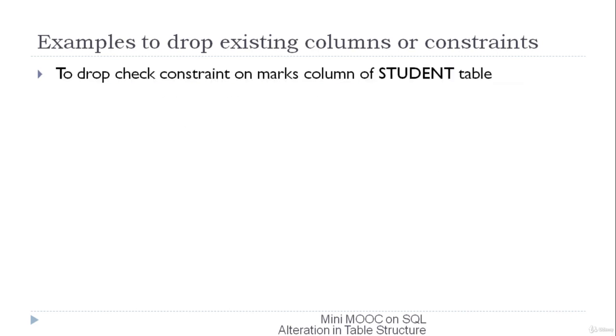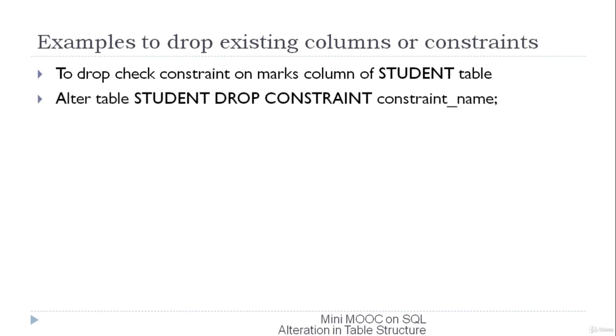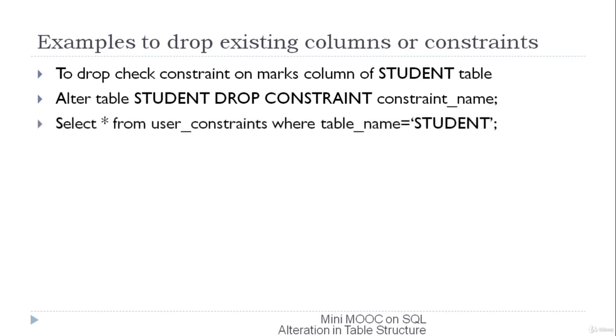To remove check constraint on marks column of student table, we have to specify constraint name in alter table, and its syntax is alter table table name drop constraint constraint name. But normally we don't know this constraint name, as if we have not supplied it during creation of table, then it is assigned by Oracle. To know the constraint name, the solution is to query user underscore constraints table. So we can query it through this statement.